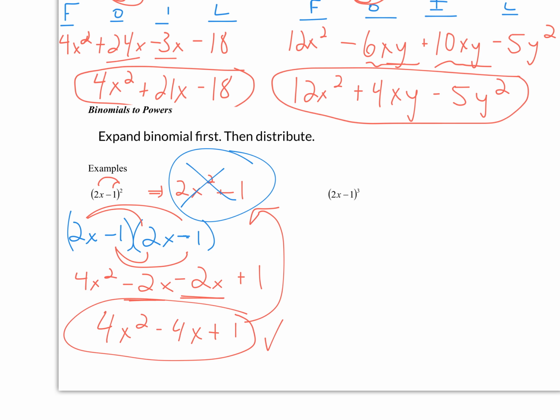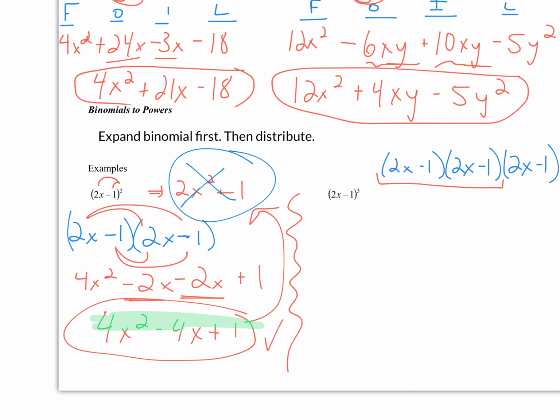Using that pattern, let's look at 2x minus 1 raised to the third power. That means I'm taking 2x minus 1 three times. What we need to do here is focus on just 2 of them at first. Just focus on multiplying 2 of them. And luckily we just did that math. We just multiplied 2x minus 1 times 2x minus 1, and we got, let me highlight it for you, we got this guy right here.